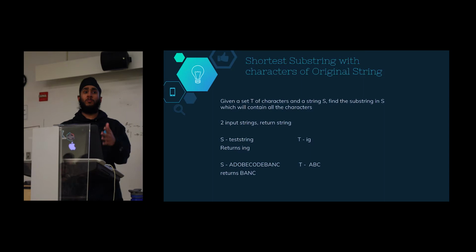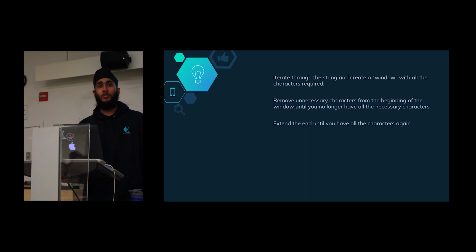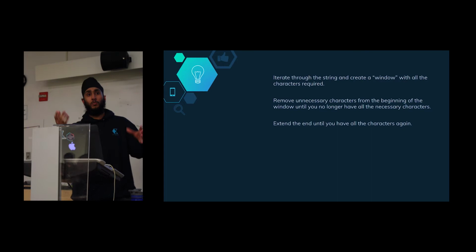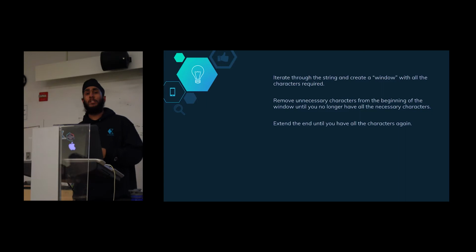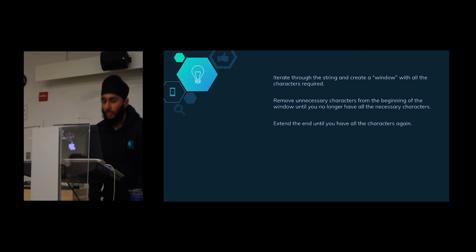So the idea is you iterate through the string and create a window, where you know what characters are in your window and what characters are not in your window. Once you have a window where all the characters that you need are inside it, you remove all unnecessary characters to make your window shorter. Then you keep removing until you no longer have all the characters, and then you start expanding again from one side until you have all the characters, and you rinse and repeat this process until you've hit the end of the string. So hopefully that made sense.